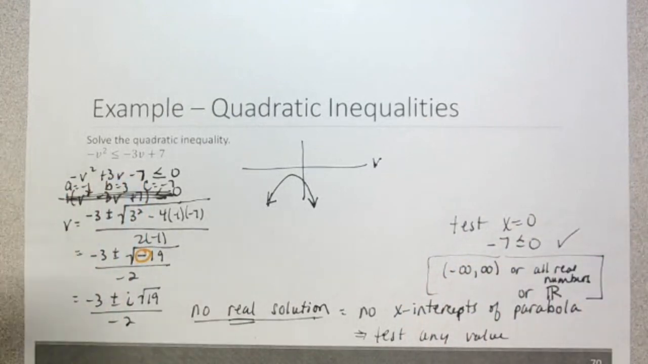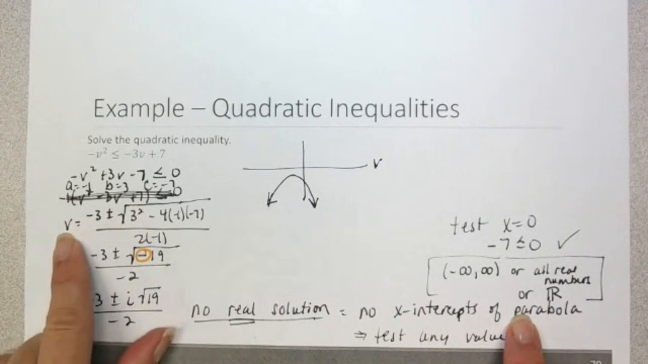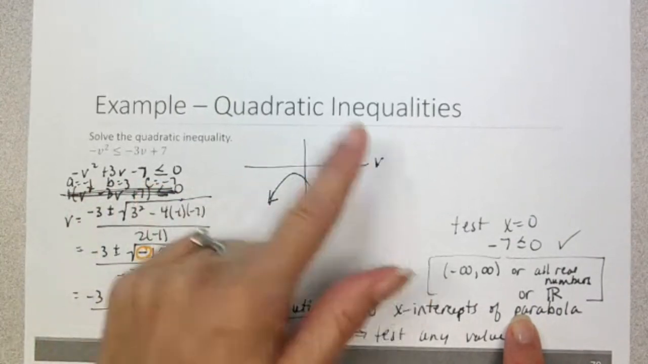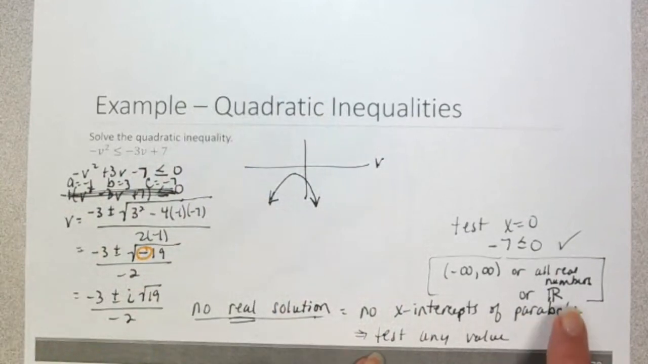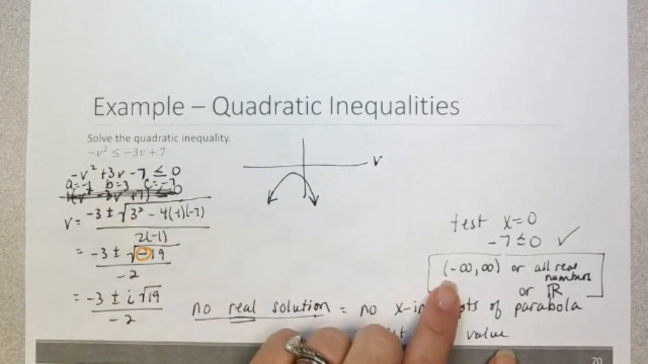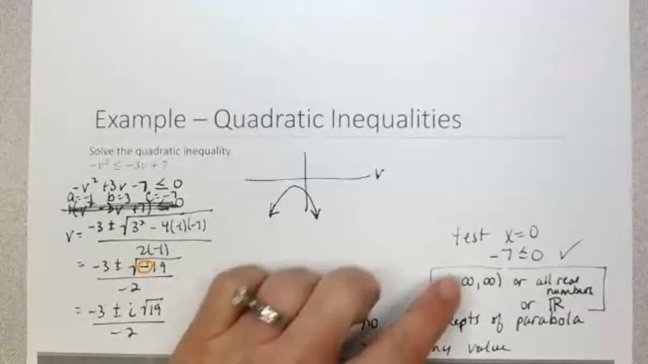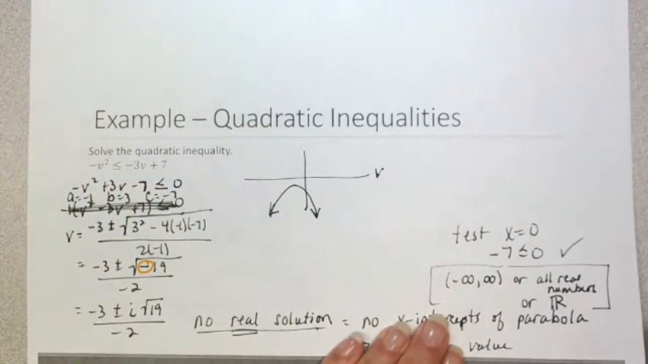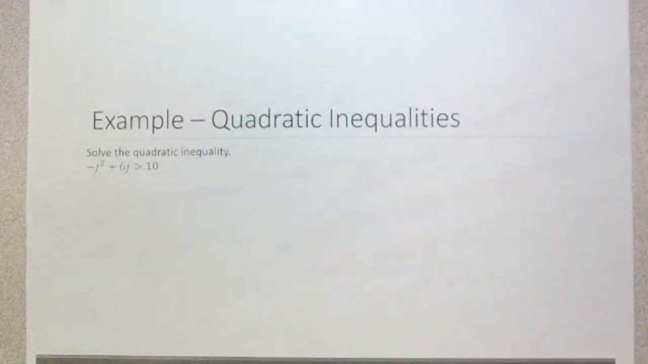All right. So to summarize, when there is no real solution, that means the graph has no x-intercepts, because when we set that equal to 0, what we're doing is we're finding the x-intercepts, right? Or v in this case. That means there's none. So we can test any value to see if it's true. If it is, then the answer is going to be all real numbers. What would have happened if 0 hadn't made this inequality true? Well, then we would have had to say there's no solution. Let's look at one more example.